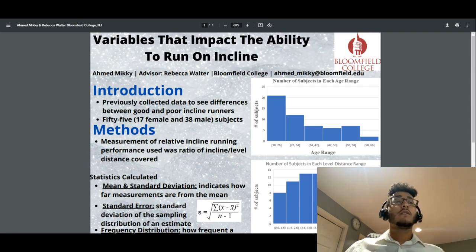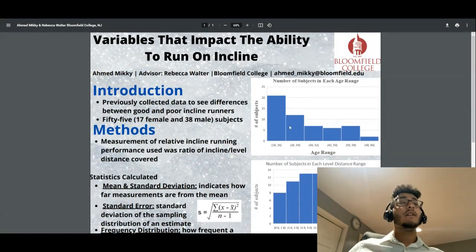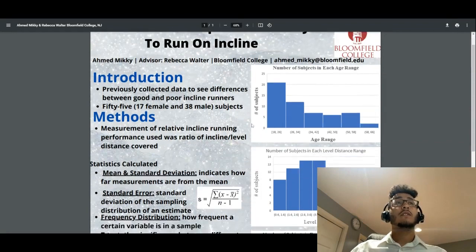The research required subjects from the New Jersey area. It included 55 subjects, 17 female and 38 male. From then, we began to collect data on them, including their jump height, their age, their duty factor, their contact time when running, their flight duration when running, and many other factors. From the data collected, statistical applications were put in place to see if there were any variables that had any significance between them. So this included making tables, graphs, frequency distribution, standard deviation, and t-tests.